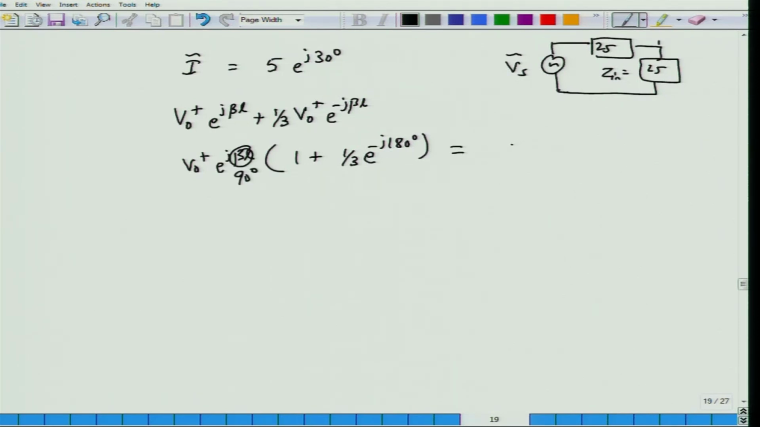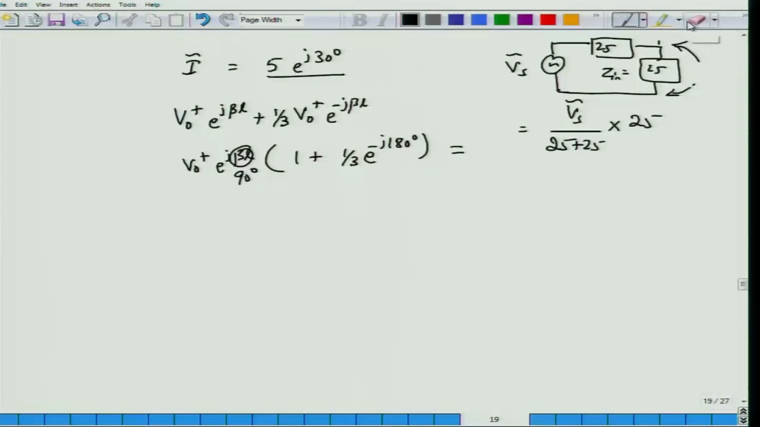This should then be equal to the voltage that I have. The current that I get is Vs divided by (25 plus 25), and multiplied by 25 will give me the total voltage that I see across this input impedance. So Vs was 10 e power j 30 degrees and the total is 50 ohms, therefore this turned out to be a current of 5 e power j 30, but this has to be multiplied by 25. So this is the continuation of the problem. I made a very small mistake.